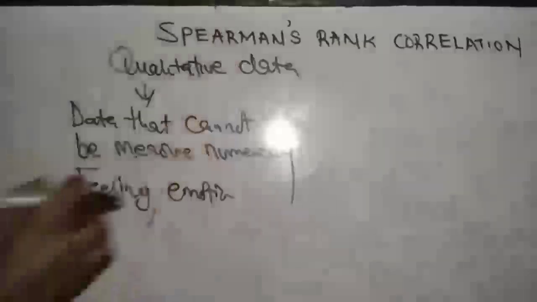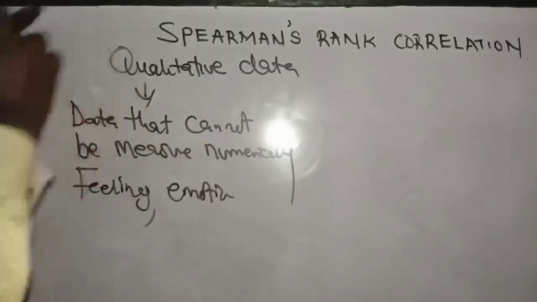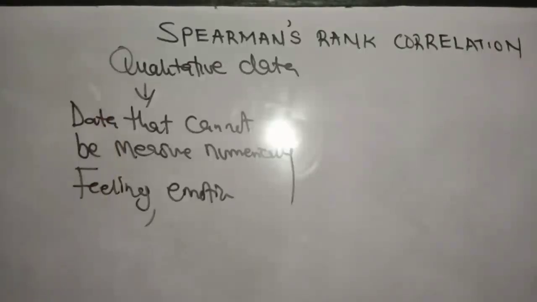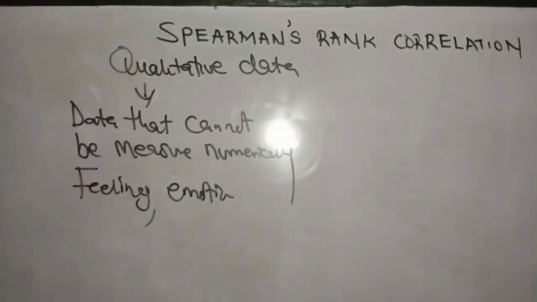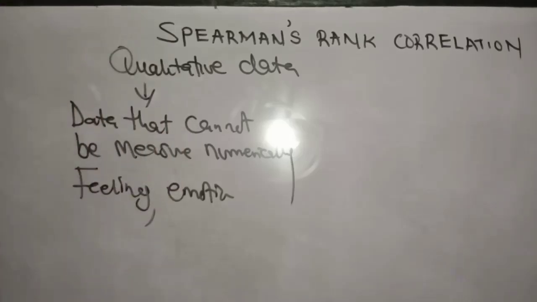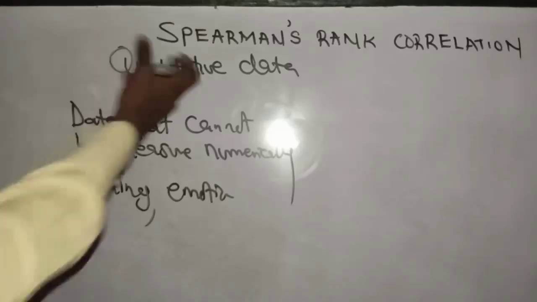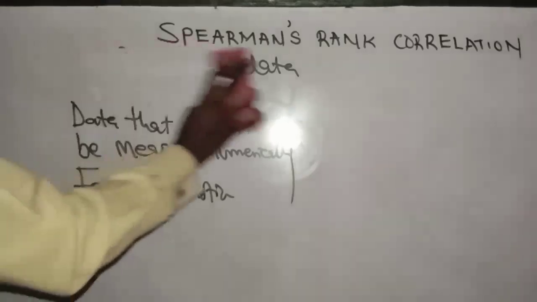Now, a Spearman ranking correlation, as I said, is a kind of correlation whereby quantitative data cannot be used. So we use a qualitative data. And in this case, you are going to rank an item based on their value, because it is not a quantitative data, it is a qualitative data.